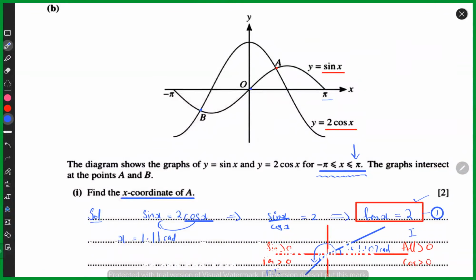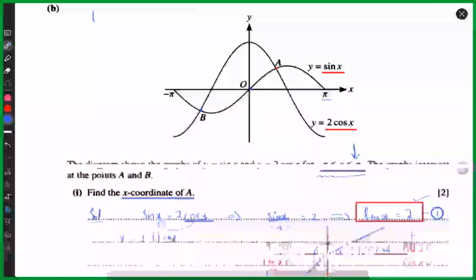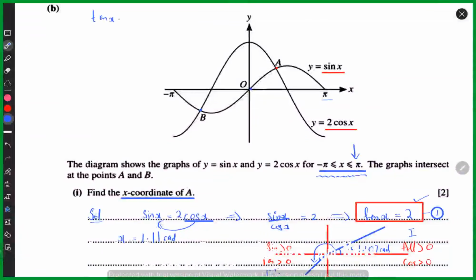Again, the two equations are the same. Sin x is equal to 2 cos x. And at the end, when I simplify, I am going to get tan x equals 2. But what is the thing? This time around, when I make my quadrants, this is the y-axis, this is the x-axis. Again, tan is positive, right? But for this part, look at it.